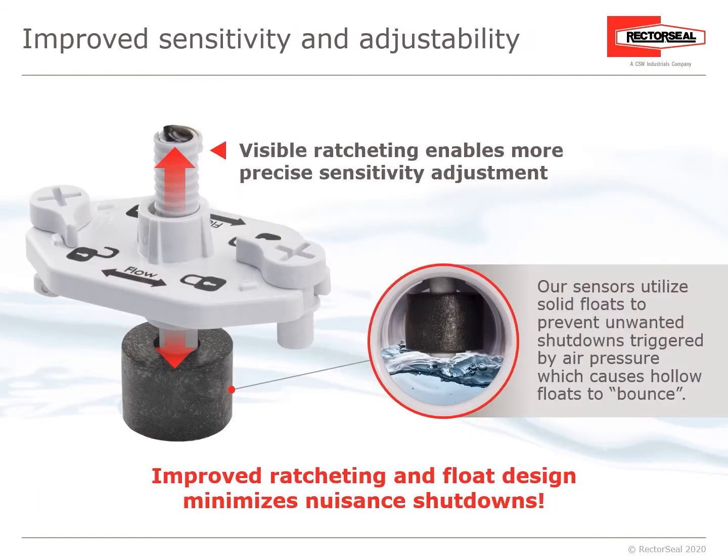The new Generation 3 safety switches have improved sensitivity and adjustability. The visible ratcheting enables more precise sensitivity adjustment. And our sensors utilize solid floats to prevent unwanted shutdowns that are triggered by air pressure that can cause the hollow floats to bounce. The improved ratcheting and float design minimizes nuisance shutdowns.